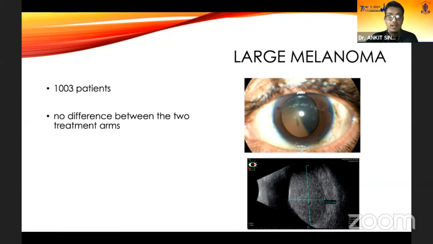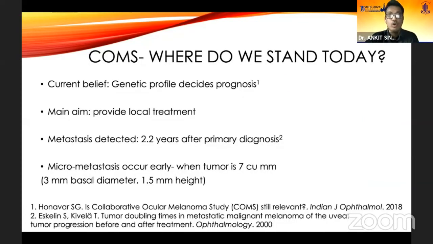But like I said, this study was conducted in the 1980s and some time has passed since this study. So what does the current medical evidence suggest? We believe that treatment modality has no role in prognosis of uveal melanoma, and it is the genetic profile of the tumor which decides the risk of metastasis. So our main aim is to treat the tumor.